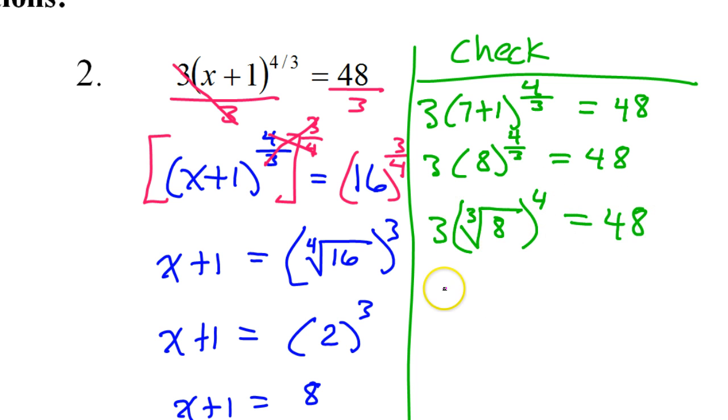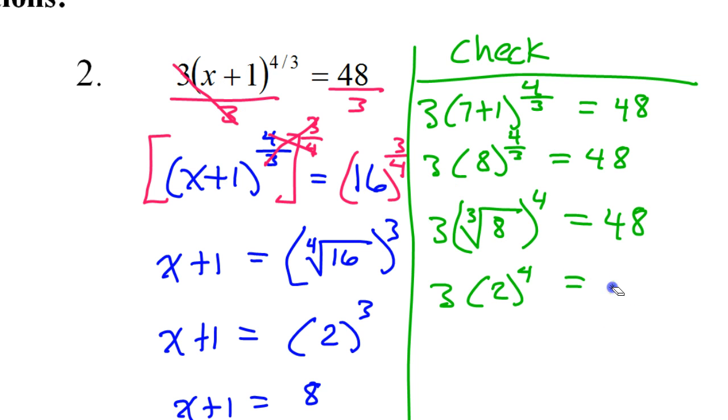The cube root of 8 is 2. So that means 2 to the 4th power. Okay, exponents come before multiplication. So 2 to the 4th power, whoops, why'd I put 16? Y'all should have told me.